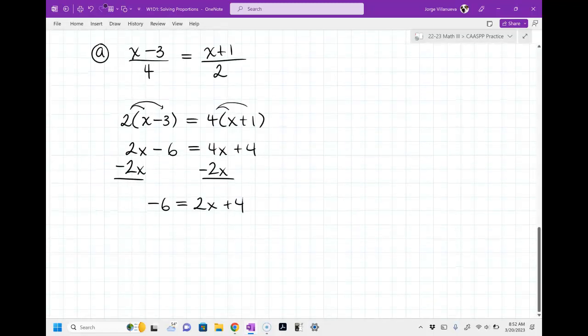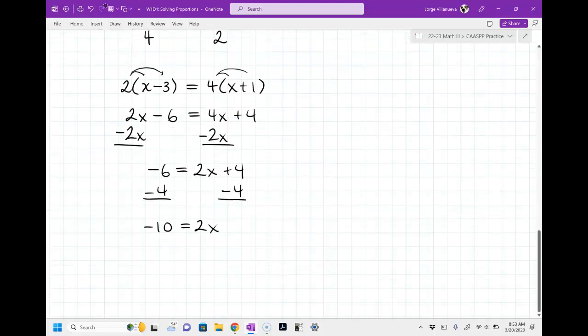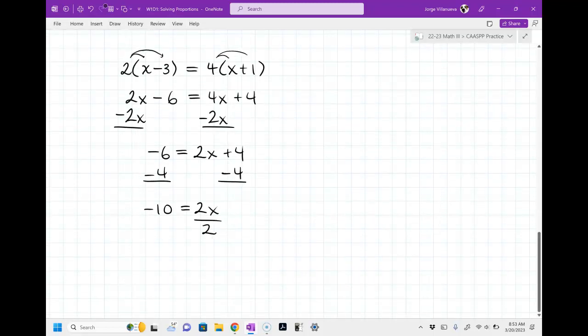We'll subtract 4 on both sides. So minus 4, minus 4, that's a negative 10 equal to 2x. And then I'll divide everything by 2 and I'm done. So x is equal to negative 5. And there's my answer. Negative 5 is x.